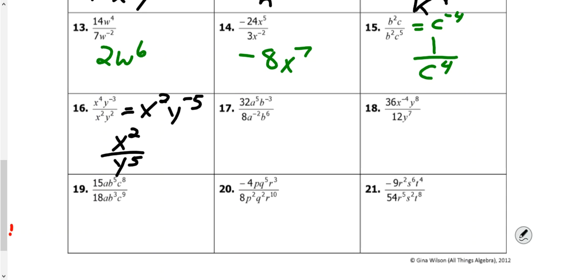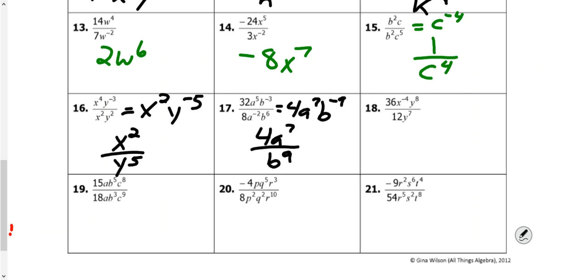For number 17, we'll start with 32 divided by 8. That's going to give us 4. We have a to the fifth divided by a to the negative 2. So 5 minus negative 2. That will give us a to the seventh power. And then we have b to the negative third divided by b to the sixth. So negative 3 minus 6. That would give us b to the negative 9. So when we simplify that, we have 4a to the seventh power divided by b to the ninth.